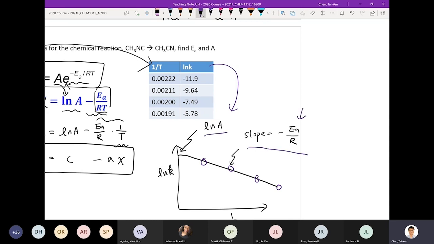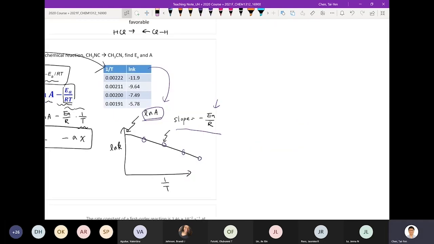You know your slope is negative EA over R, right? So you can back calculate what your EA is. You can also get the A using these numbers. If I really do these things, plot these out, and do the fitting, then you get the slope equal to this, and your intercept is going to equal 31.4.